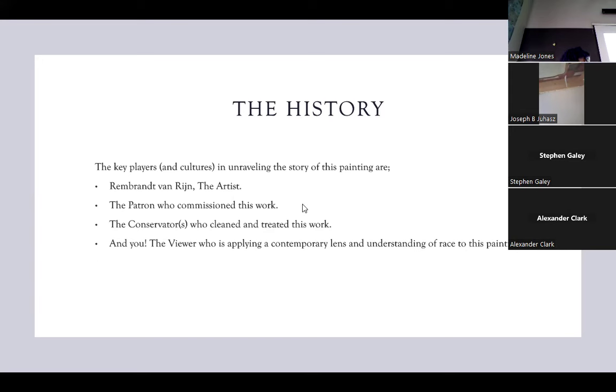We don't know that much about this person. From what the provenance says, I could figure out his name, but I wasn't able to figure out anything else about this guy. Additionally, we don't know very much about the conservator who cleaned this work. It's verified by the method that it was cleaned aggressively, over cleaned.